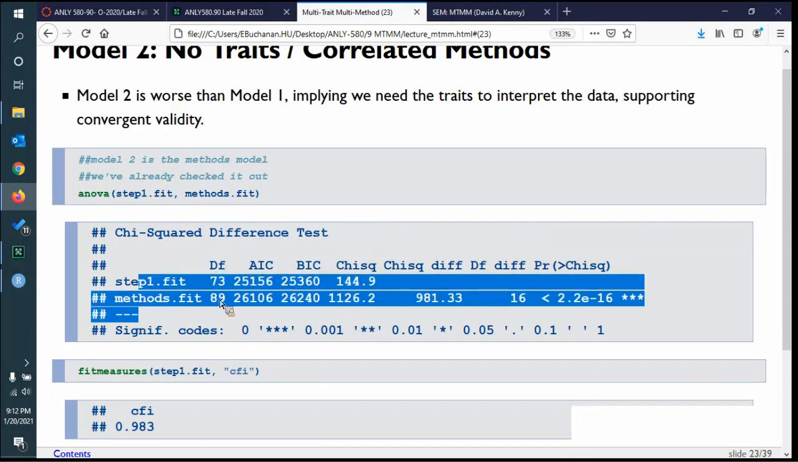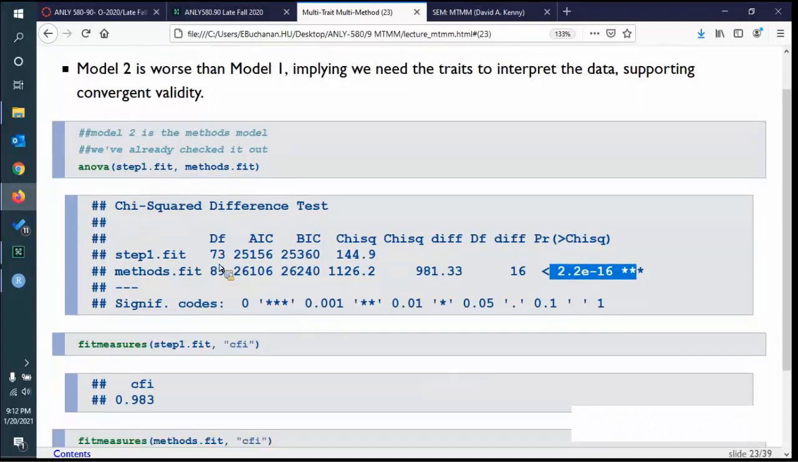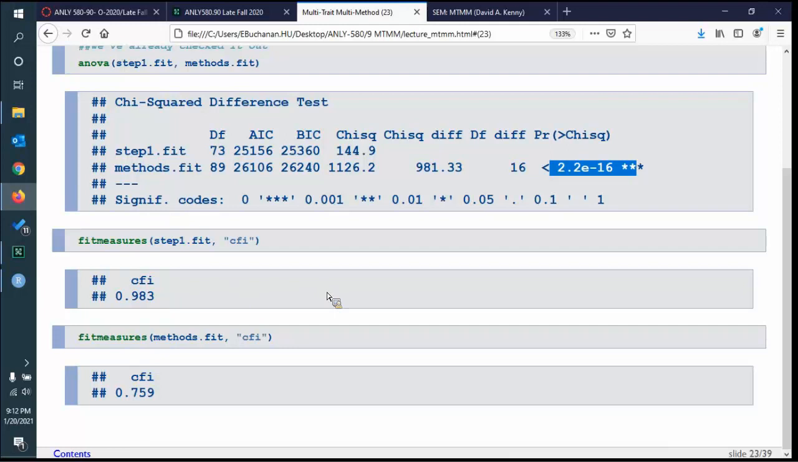Remember, the ANOVA function will compare them and give the degrees of freedom difference, because we haven't done this in a while. And that's 16 degrees of freedom different. Subtract the chi-squares, and the one with the smaller chi-square wins. So this is less than 0.05, and model 1 has a much better chi-square. Now, I can also use the CFI to compare these. So model 1 has a CFI of 0.98, and measurement only is 0.76. Okay. So having those traits is important, and these methods appear to converge on measuring those traits.